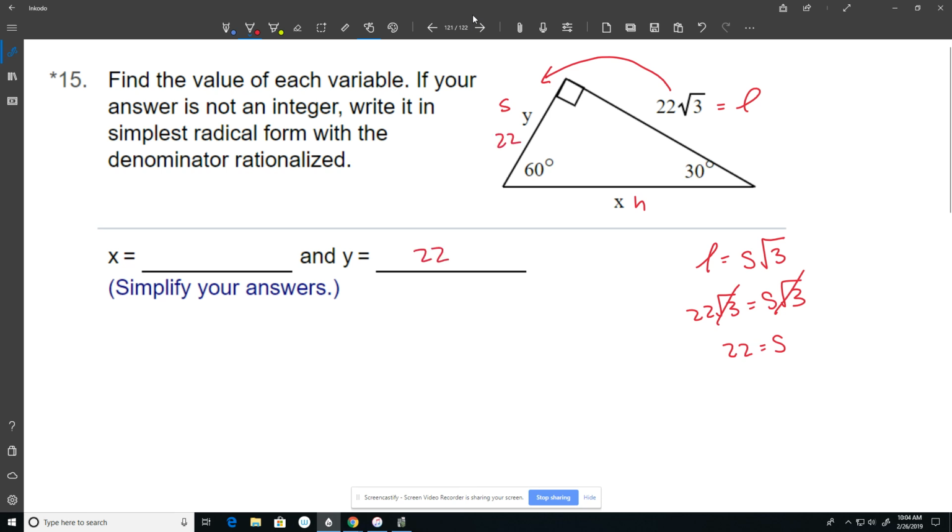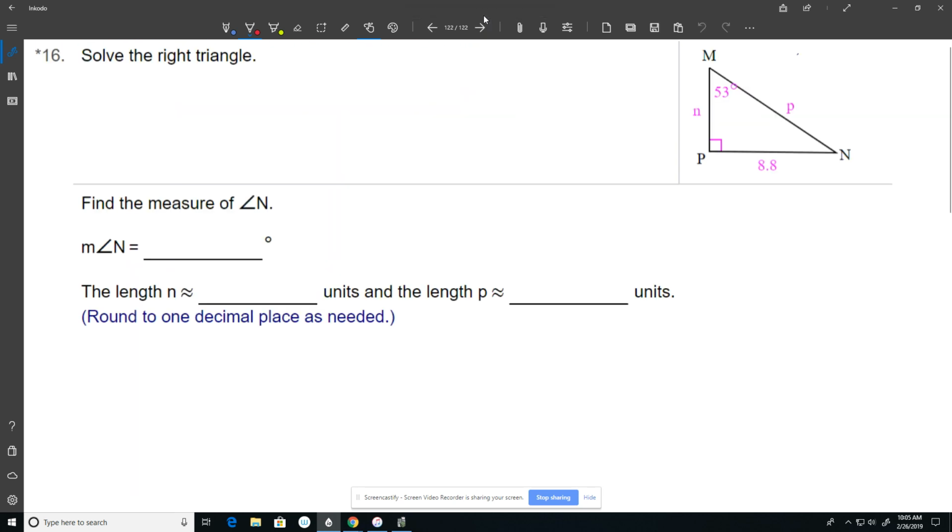So y is 22. And remember that the hypotenuse of a 30, 60, 90 triangle is just 2 times my short side, which is 2 times 22, which is 44. So to figure out y, you just have to drop the square root 3. And to figure out x, you just have to double your short side, your y. That one you've done 3 or 4 times now. You should have that one down pretty good.